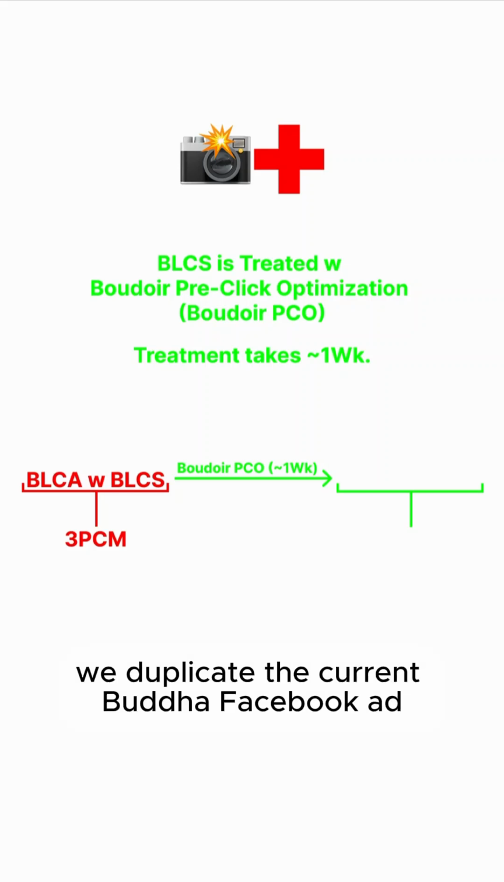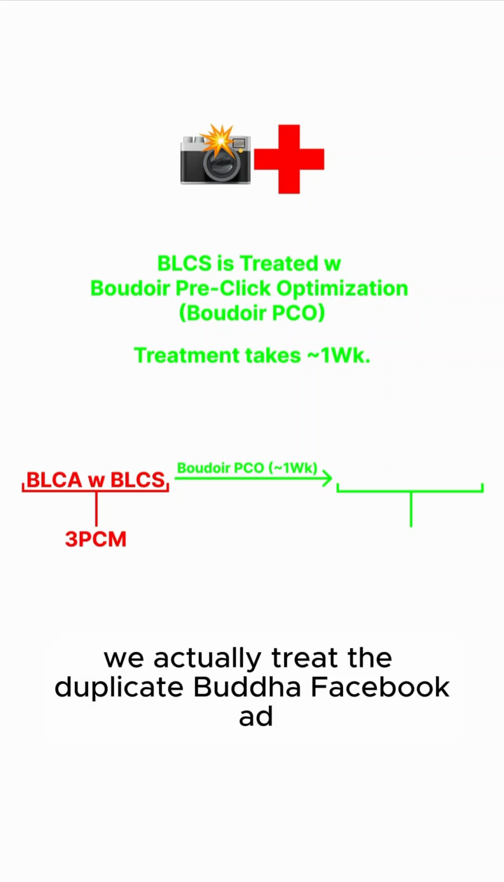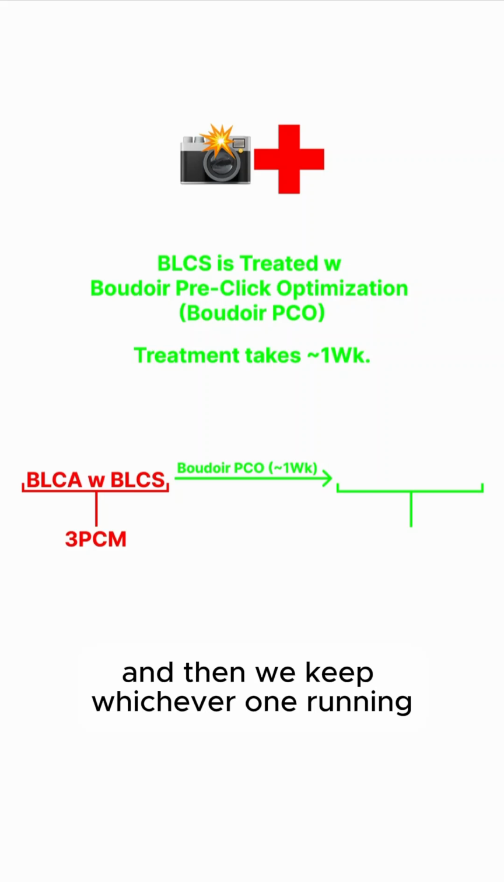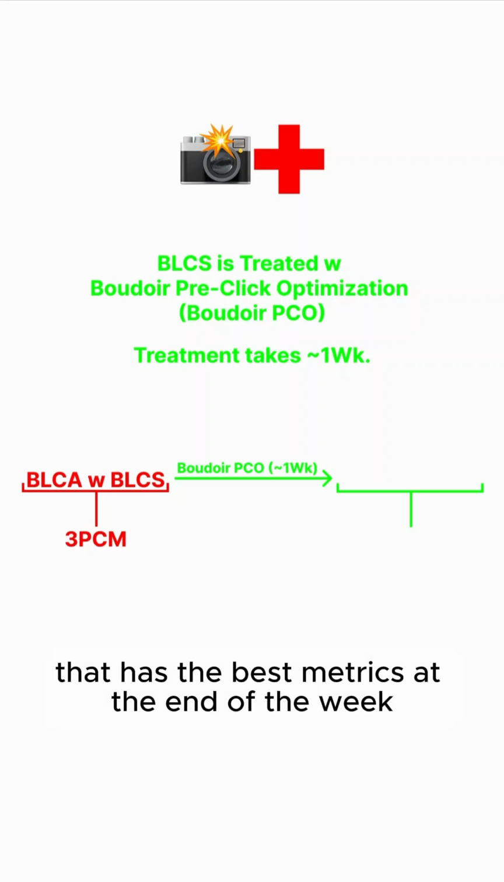What we do is we duplicate the current Boudoir Facebook ad, leave the original as it is, and treat the duplicated Boudoir Facebook ad. That takes about a week, and then we keep whichever one is running with the best metrics. And it's always been the Boudoir PICO treated ad that has the best metrics at the end of a week.